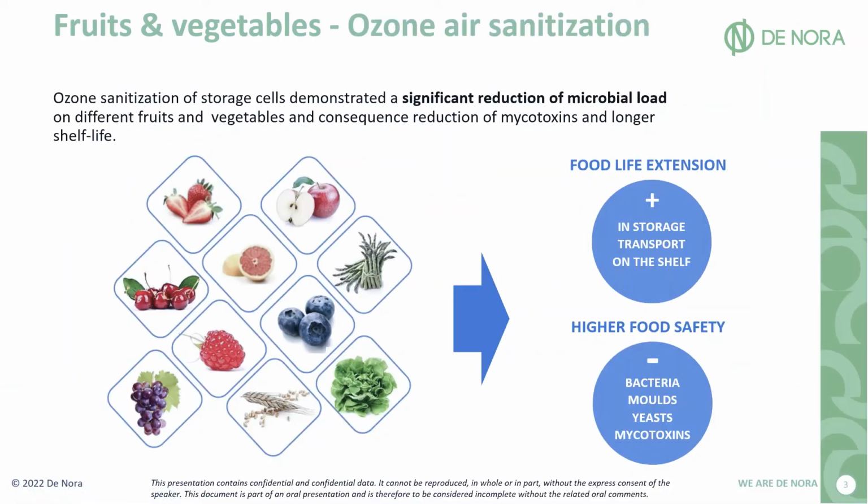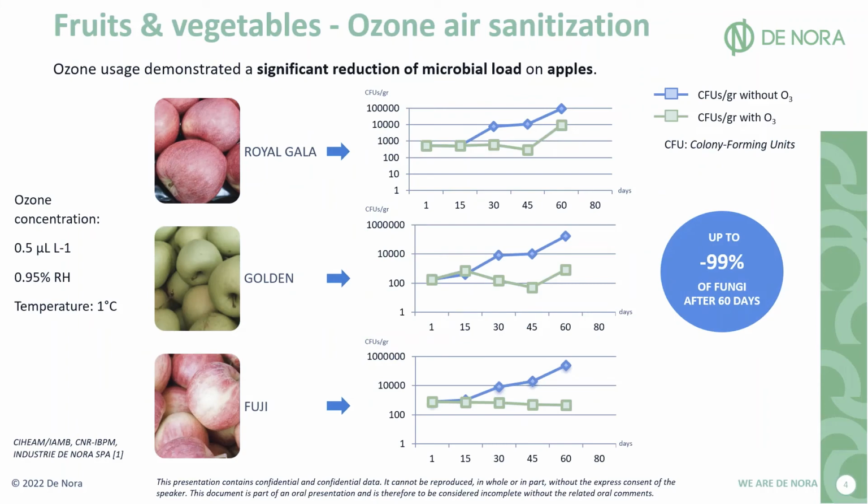If you can use ozone, there are two big added values. One is the extension of the shelf life of the products, in particular for climacteric products, meaning those that ripen with ethylene. The other is safer products, because you have fewer bacteria, less mold, less yeast, and also less mycotoxin. We can see here one example using ozone on apples.